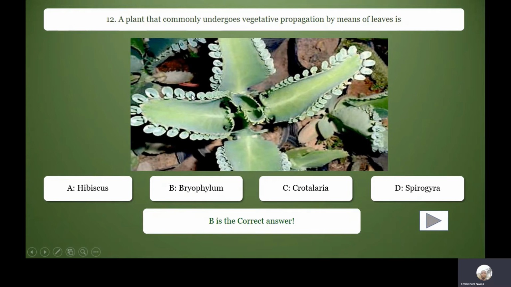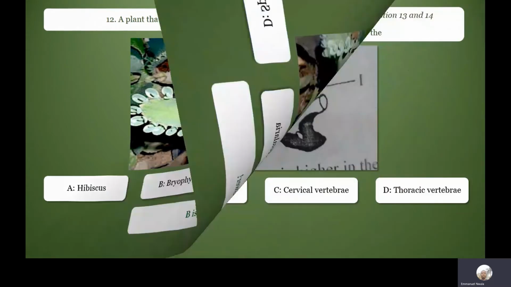The plants have roots, stem, and small leaves. So if this leaf falls off and these small plants come in contact with the soil, they start growing to form the full bryophyllum. So the plant bryophyllum can be propagated using the leaves. So the correct option here is B.